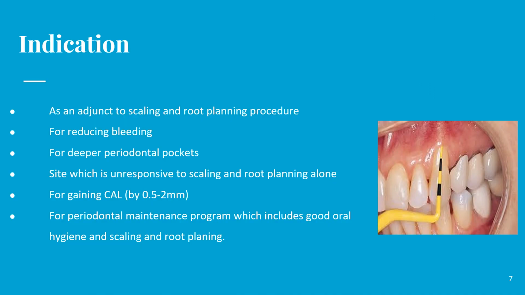Indication: as an adjunct to the scaling and root planing procedure for reducing bleeding, for deeper periodontal pockets, for sites which are unresponsive to scaling and root planing alone, for gaining CAL by 0.5 to 2 mm, and for a periodontal maintenance program which includes good oral hygiene and root planing and scaling. Arestin was administered to periodontal pockets which were greater than or equal to 5 mm in the adjunct therapy groups at baseline, 3 months and 6 months.